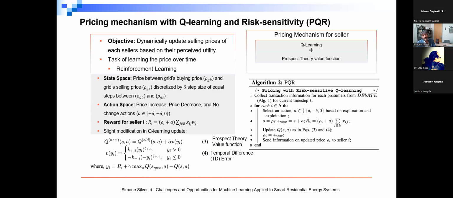Then we also need to take into account the sellers. So here, the sellers may not be equally competitive.